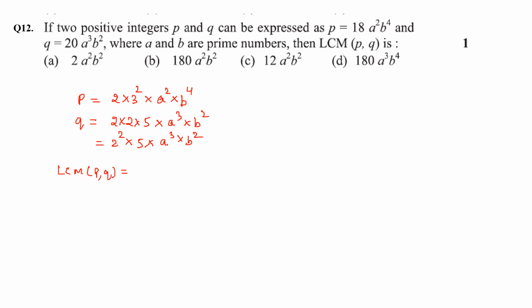So again, LCM is the product of the greatest power of each prime factor. So the prime factors here are 2, 3, 5, a and b. Now let's find the highest power. Highest power of 2 is 2, 3 is also 2, 5 is 1, a is cube, and b is 4. Now 2 twos are 4 into 9 into 5 into a cube into b4. 4 nines are 36, and 36 into 5 is 180, a cube b4.